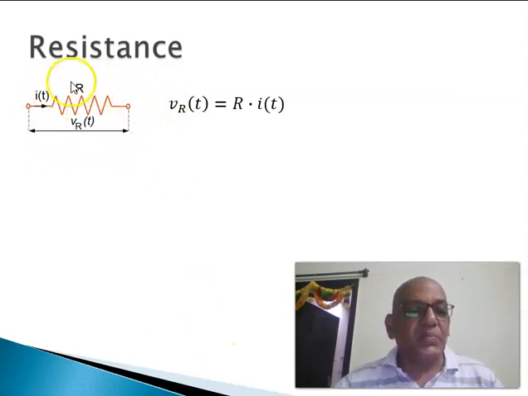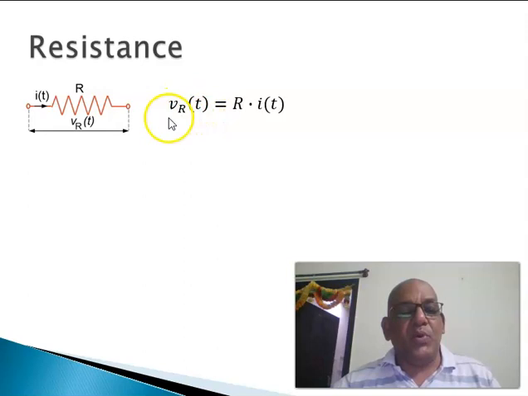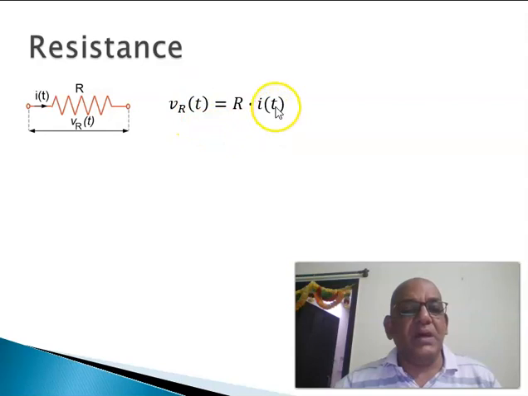Shown here is a representation of a resistance R. A resistance R decides the amount of current flowing through it when subjected to a potential difference. We explicitly indicate time t here to indicate that we are working in the time domain. When we are working in the Laplace domain, we use capital letter V here, capital letter I here, and within the brackets indicate s to show that we are working in the Laplace domain.